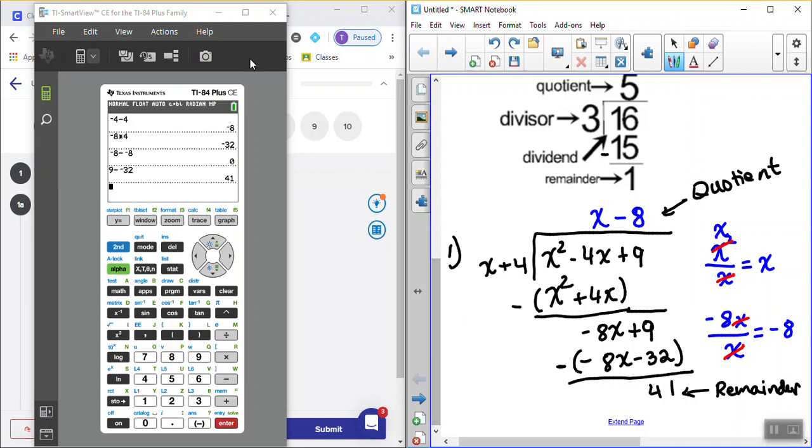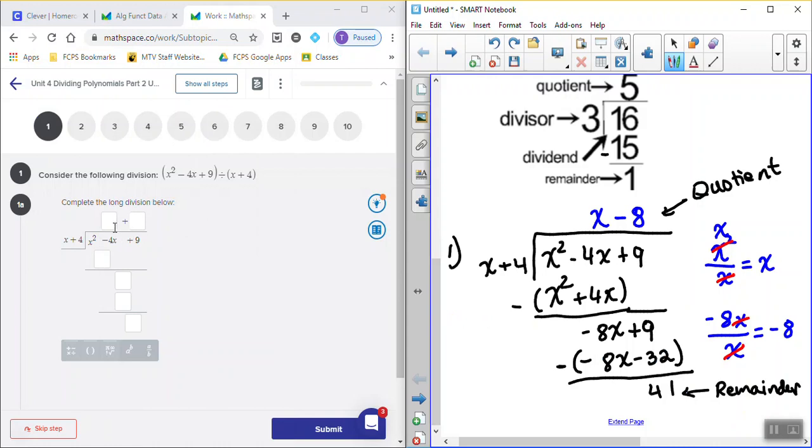So now, how do we write this answer in our math space? Okay, so it set it up for you. I don't know why they put a bar down here, but whatever, that's fine. So this number right here, you have x, and then plus, and then you have negative 8 here. And then here, when we multiply it back out, x times x is x squared, and then x times 4 is positive 4.